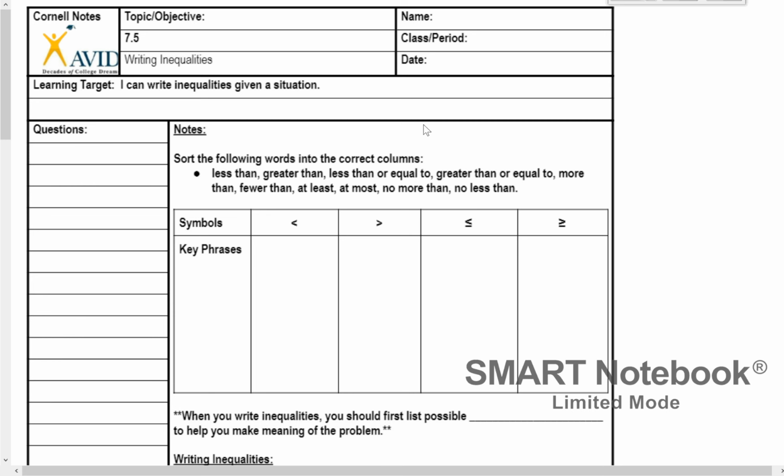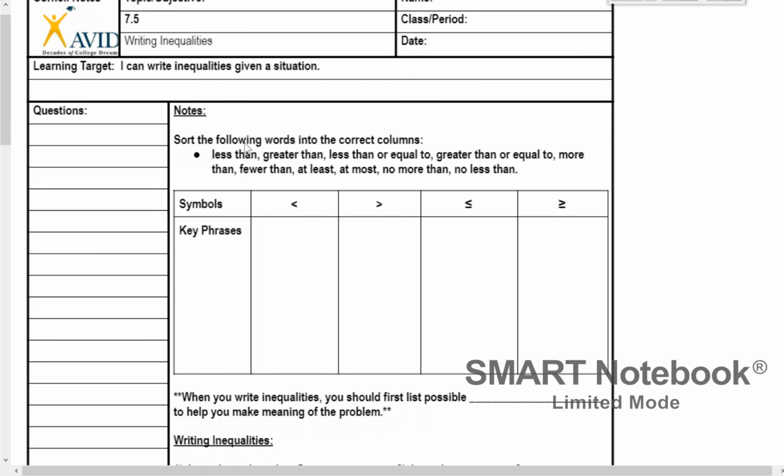So I want you to pause the video and sort these words into the correct column that you believe is true, and then you can resume the video to check, and then you can change any that you had in the wrong spot. Okay, so you should be pausing the video and sorting these words into which symbol you think it would match.